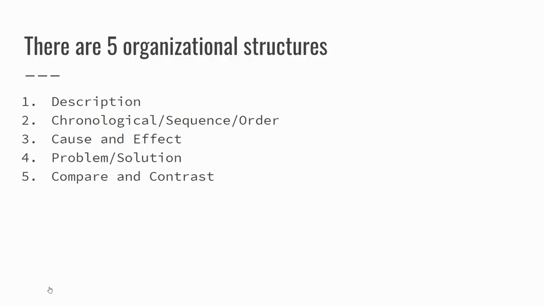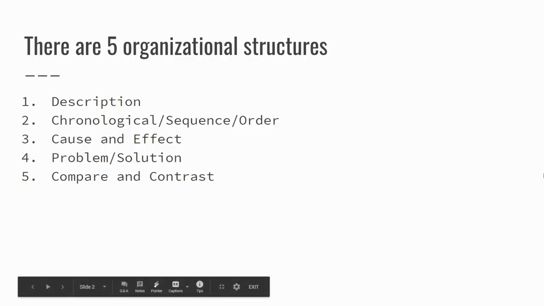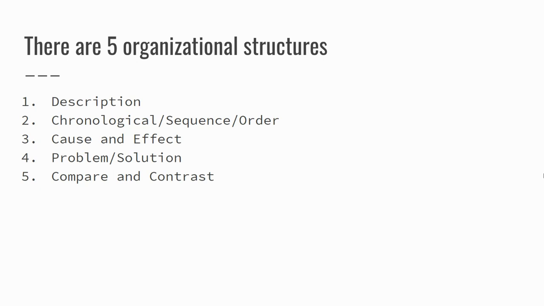Go back. Okay. So there are 5 organizational structures. We have a description. Then we have chronological, sequence, or order. They are 3 different names, but they all mean the same thing. You just never know how it's going to be presented to you in a question. So you need to make sure that you remember that chronological, sequence, and order all mean the same thing. Then we have cause and effect, problem solution, and then we have compare and contrast.